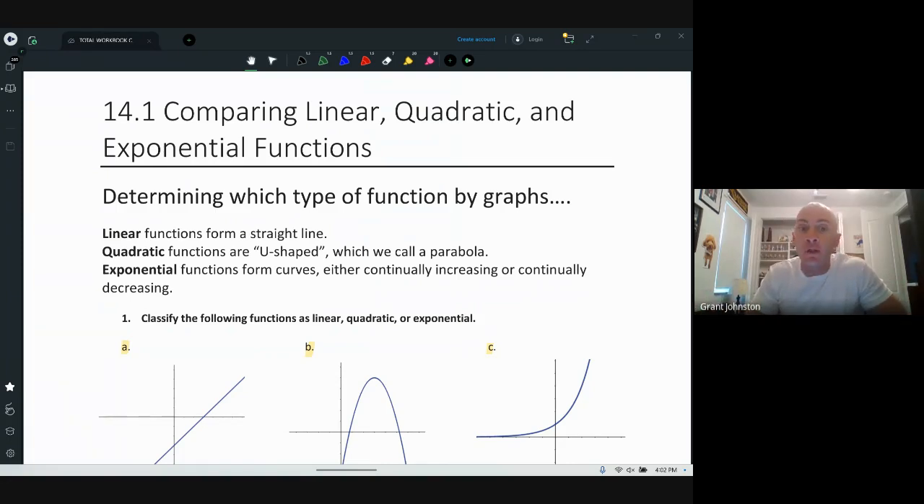It says linear functions form a straight line. Quadratic functions are U-shaped. Remember, we call this a parabola. And exponential functions have these curves. They're either increasing, what we call growth, or decreasing, which we call decay.